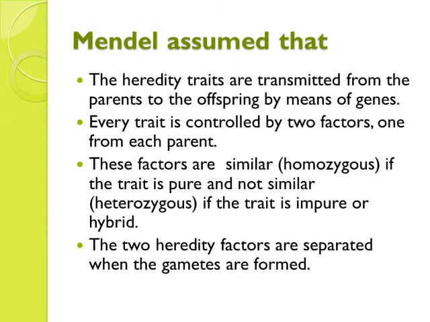Mendel assumed that the hereditary traits are transmitted from parents to the offspring by means of genes. Every trait is controlled by two factors, one from each parent. These factors are similar, or homozygous, if the trait is pure, and not similar, heterozygous, if the trait is impure or hybrid. The two hereditary factors are separated when the gametes are formed.